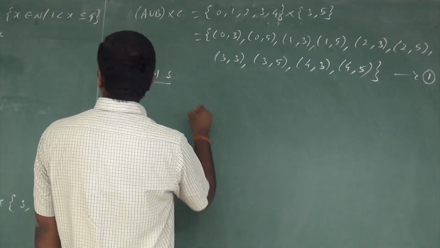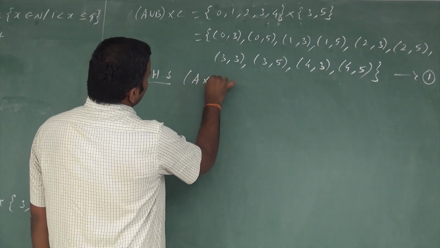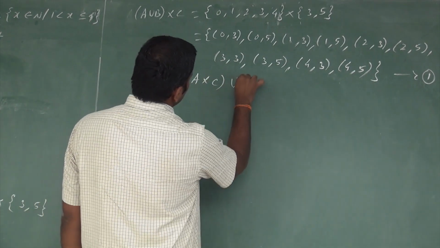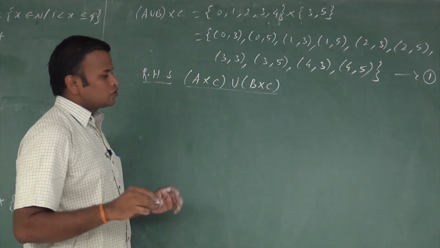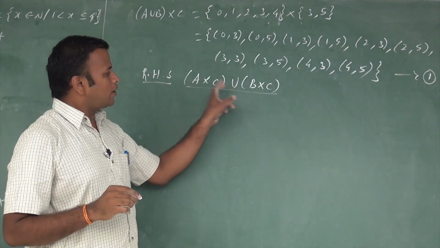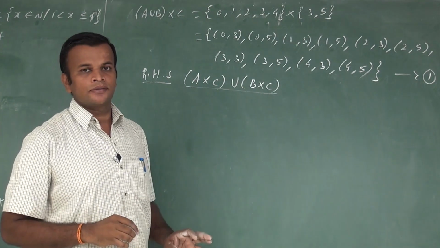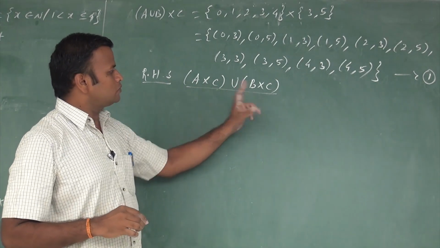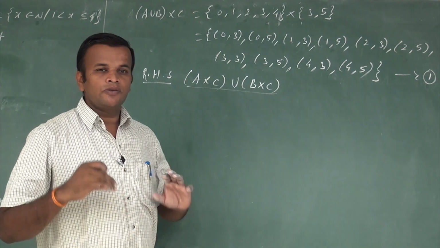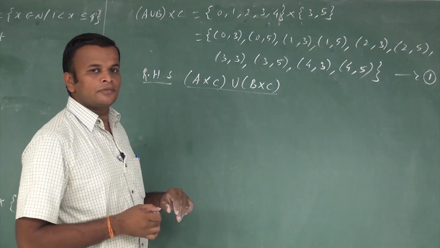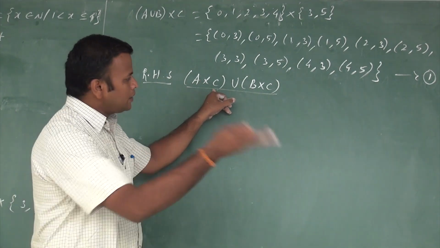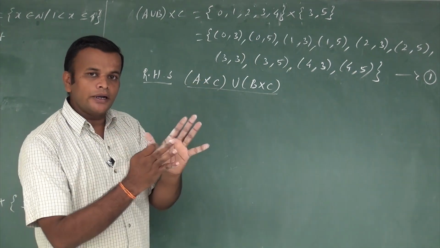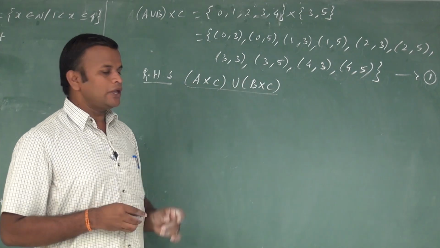Now to check the right hand side value. What is the value of RHS? A cross C union B cross C. That is to find the union of these two sets. First we find the individual sets, that is A cross C first and then B cross C. Then we merge A cross C and B cross C.